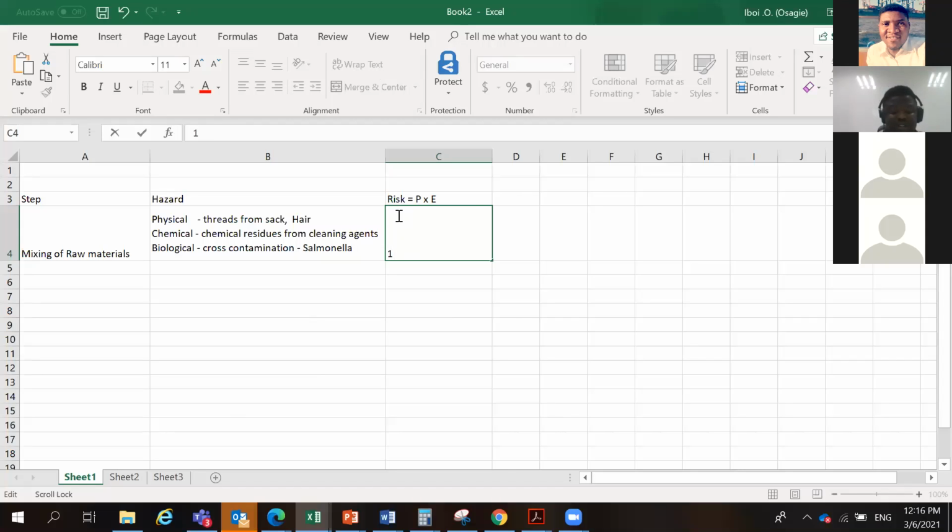So multiply by what will be the severity. Is it likely to happen? Yes, it's likely to happen, so let's give it a 3. Then when it happens, can it kill? What's the severity? 1. So it's not high. This is 3.